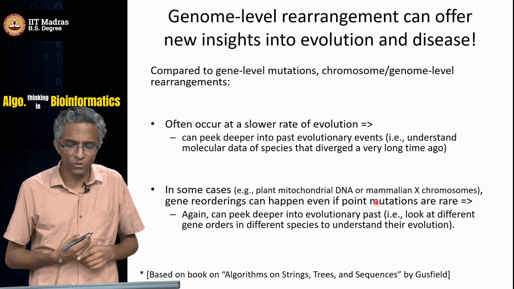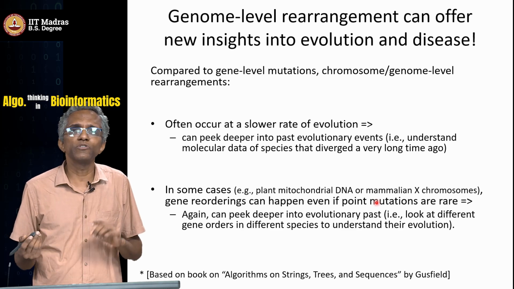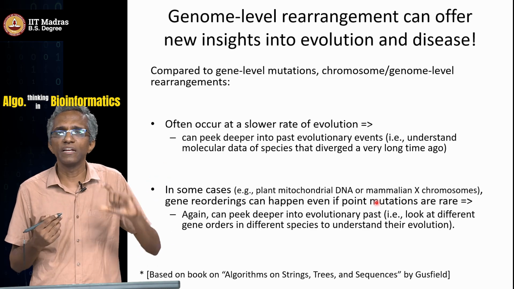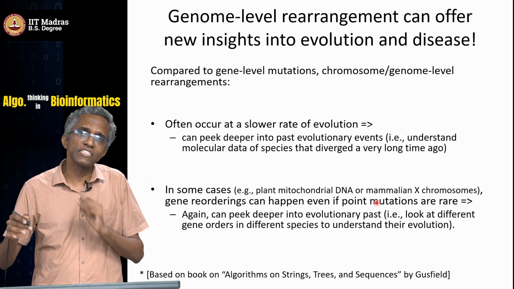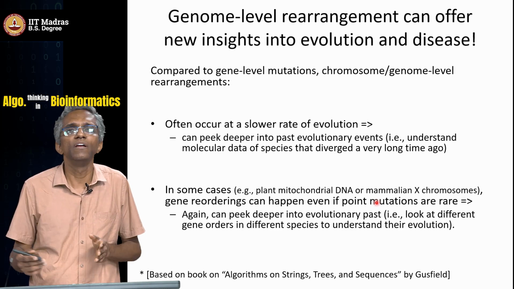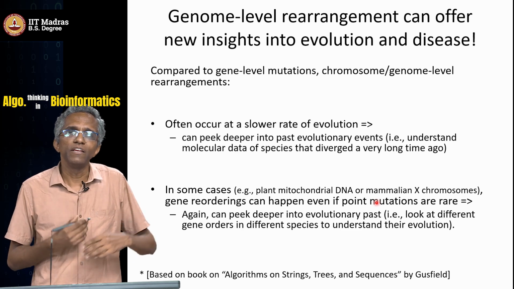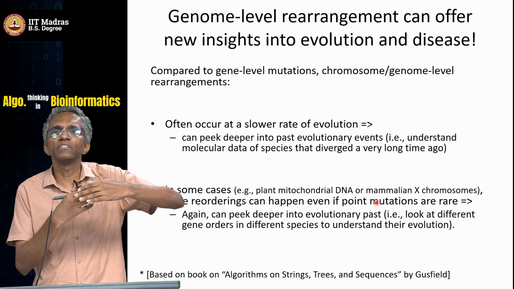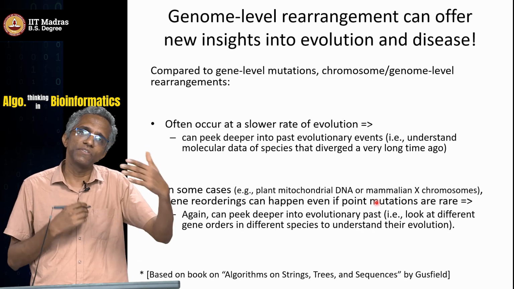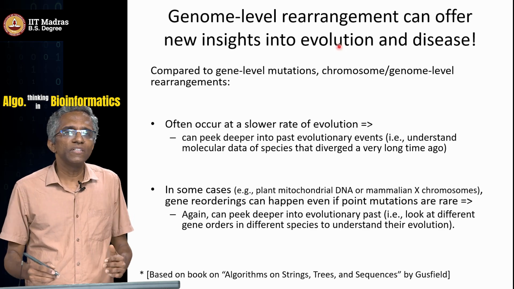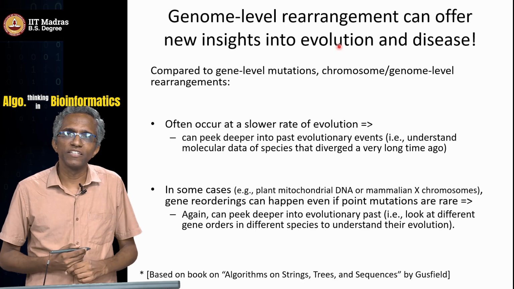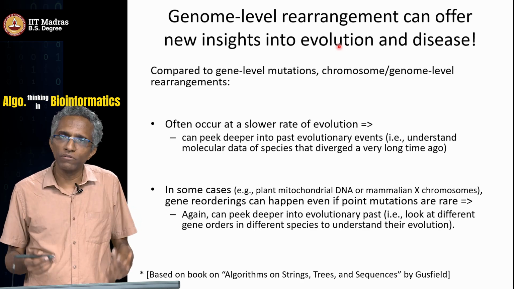In certain cases like plant mitochondrial DNA or mammalian X chromosomes, the evolutionary rate in terms of single point mutations within single genes is very slow. They happen very rarely. In those cases, the reorderings may still happen, and so we can understand the evolution of the X chromosomes of mammals by looking at the order of genes and how they differ between different mammals. If two different mammalian species have similar gene orderings, then you can say they are closer in evolutionary time. If two different species have more distant gene orderings, then they are farther in evolutionary time. So, what these two instances tell you is that compared to gene level mutations, understanding chromosome or genome level rearrangements can give us new evolutionary insights.